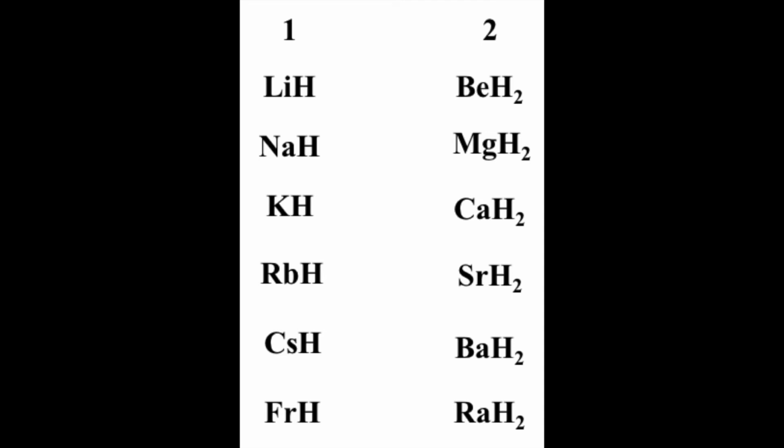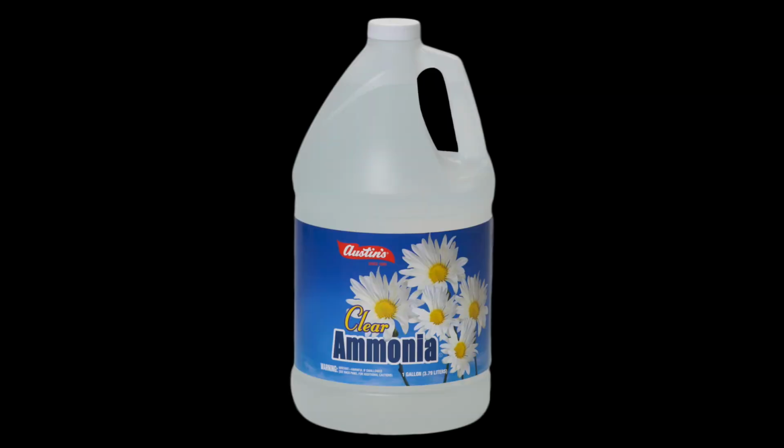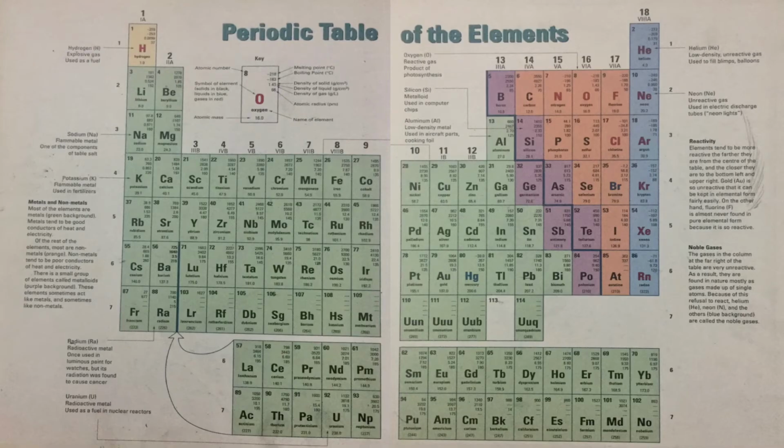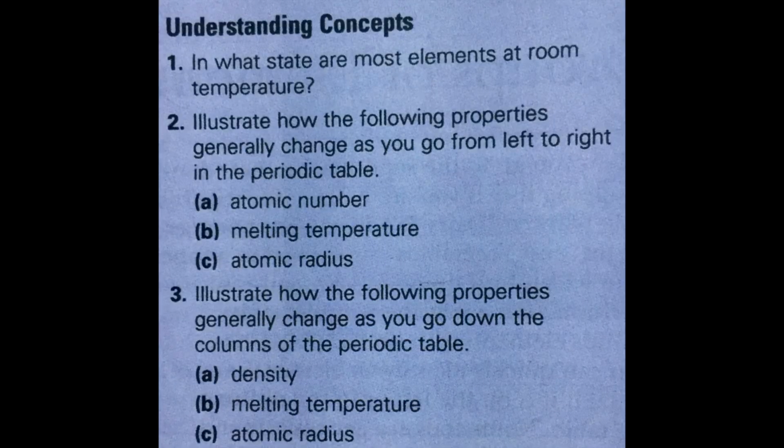Elements in the same column tend to form similar compounds. For example, the compounds that hydrogen forms with elements in the first column are lithium hydride, sodium hydride, potassium hydride, and rubidium hydride. The compounds that hydrogen forms with elements in the second column are beryllium hydride, magnesium hydride, calcium hydride, and so on. Hydrogen forms the following compounds by combining with other elements: methane, ammonia, water, and hydrogen fluoride. A. What are the formulas of the compounds formed by the combination of hydrogen with the following: silicon, phosphorus, and sulfur?